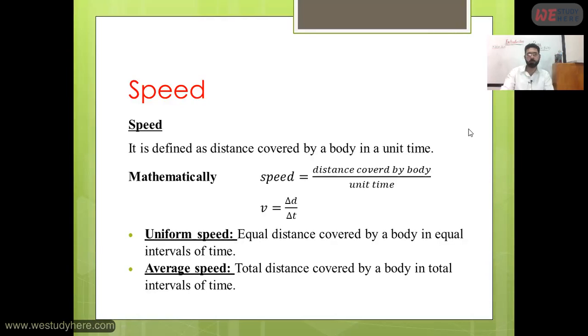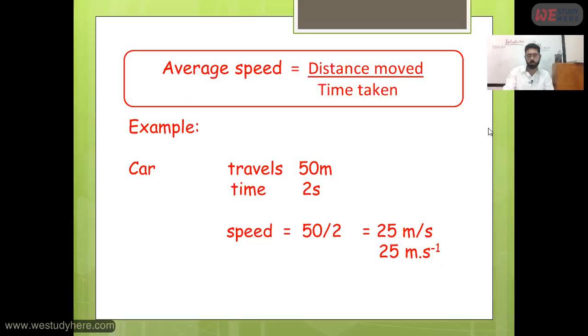Then next, how you can find average speed. You can see on the screen, average speed is the distance traveled by the body divided by the time taken by the body. For example, if the distance covered by a body is 50 meter and the body covers 50 meter in 2 seconds, then the speed of the body is 50 divided by 2, that is 25 meter per second. So 25 meter per second is the average speed, that is the total distance covered by a body in total intervals of time.